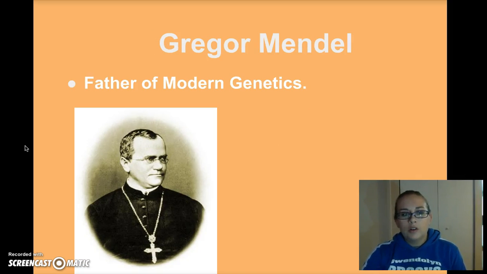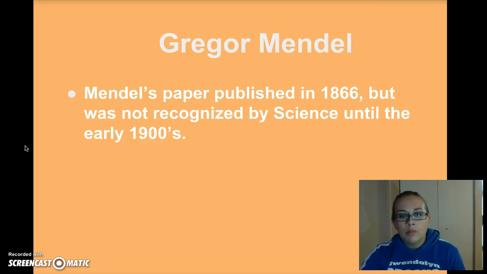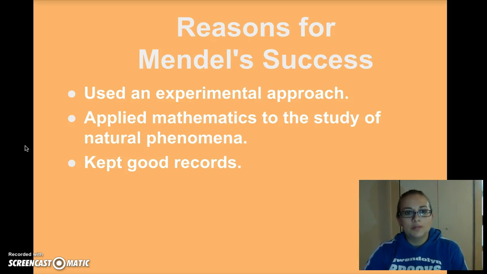So Gregor Mendel is called the father of modern genetics because he did so much to start the study of genetics and really do this in a scientific way and to be able to collect data on genetics. He was the first one to do that. He was also a monk, and he published a paper in 1866, but was not really recognized by science until the early 1900s.